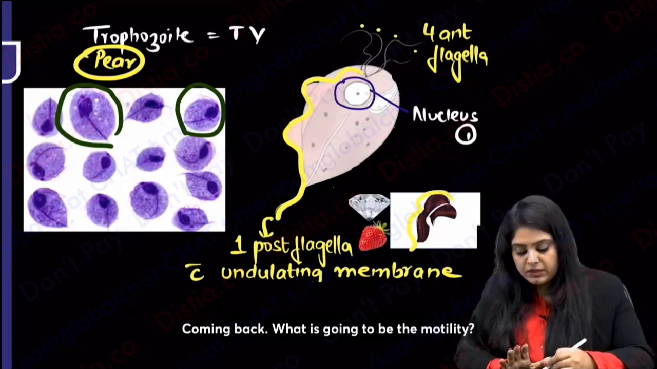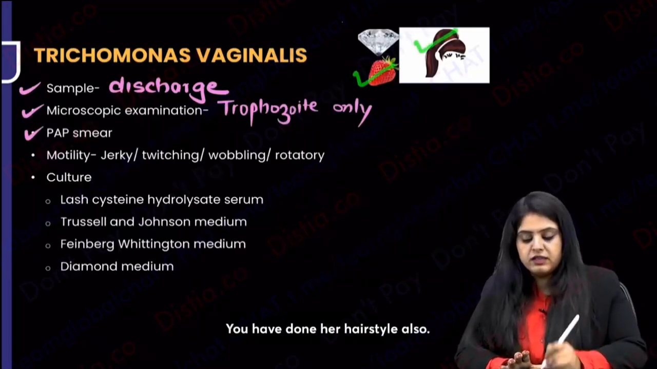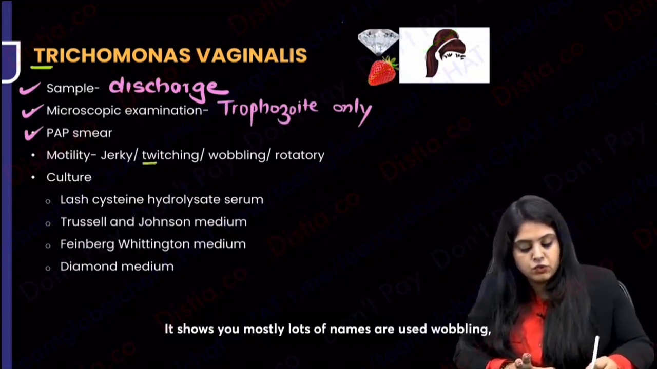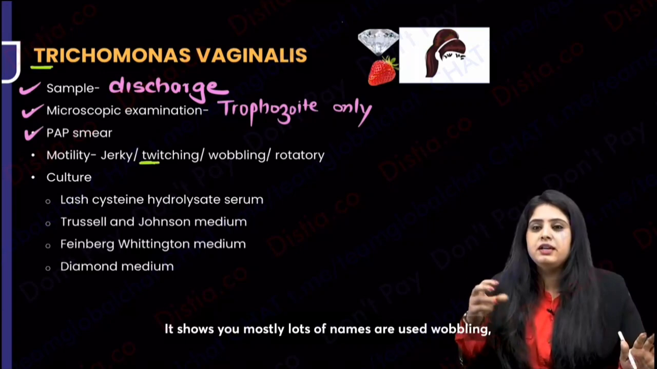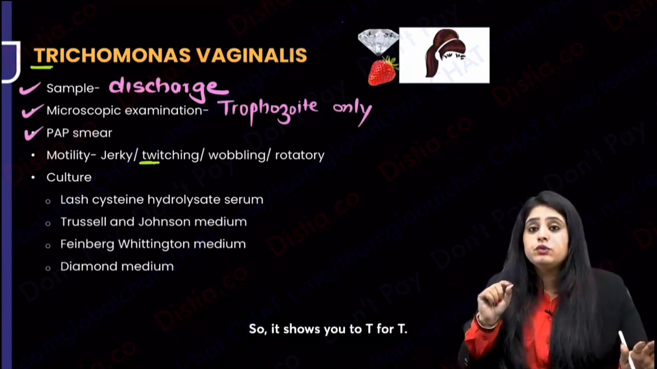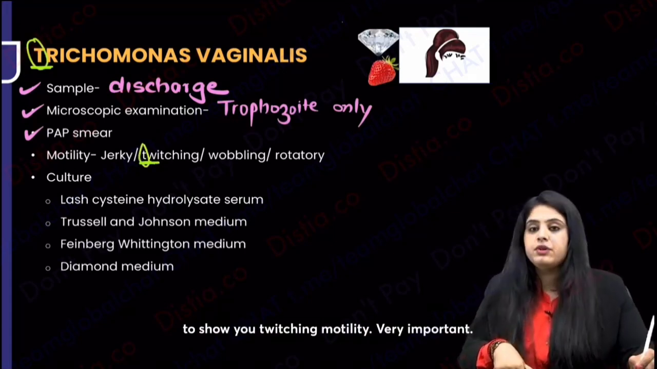Coming back, what is going to be the motility? See, so many things you've done. You've done the strawberry part, you've done her hairstyle also. The story is not over. What is the motility? T for T. Lots of names are used: wobbling, rotatory, jerky, but the word twitching is very famous. So T for T: Trichomonas tends to show you twitching motility, very important.